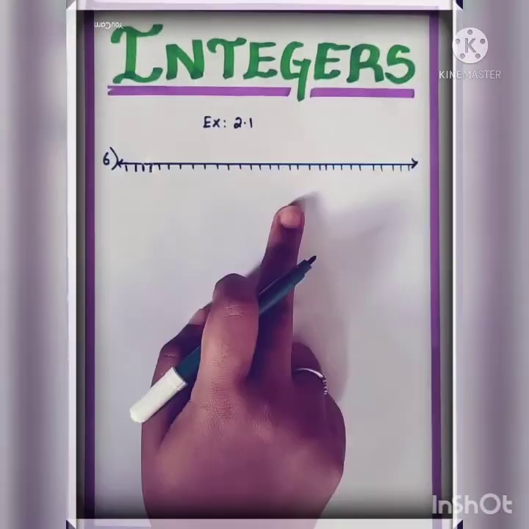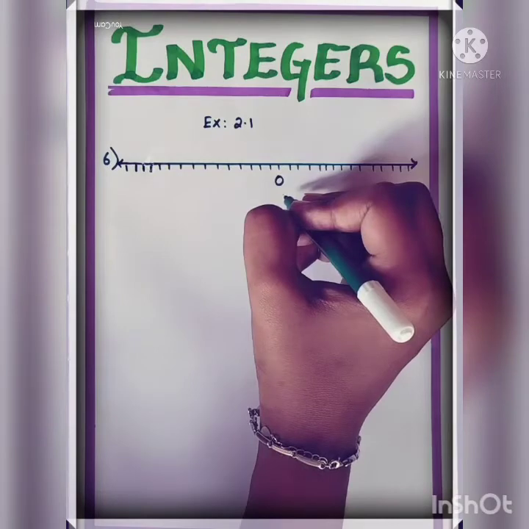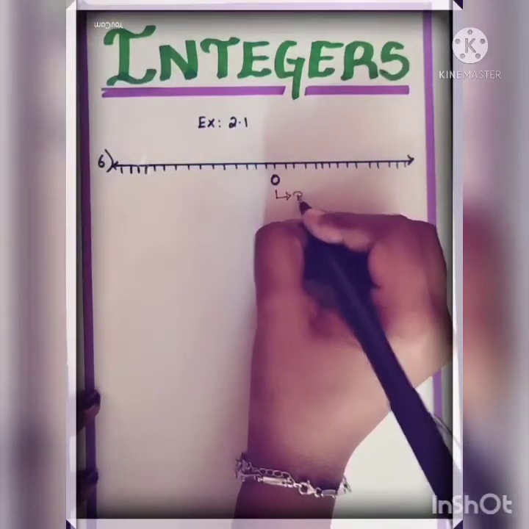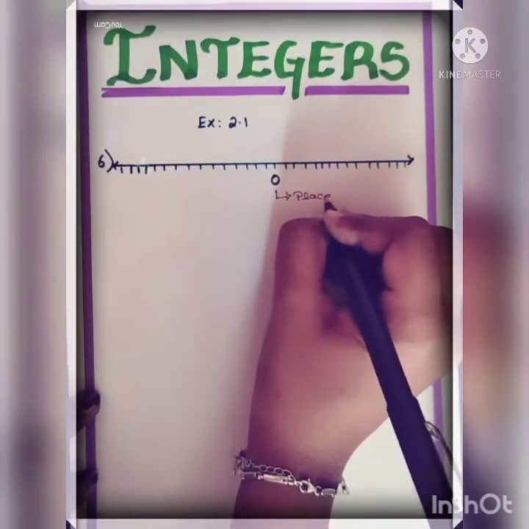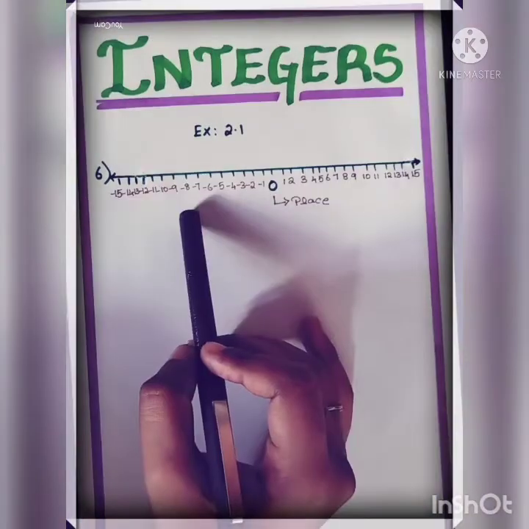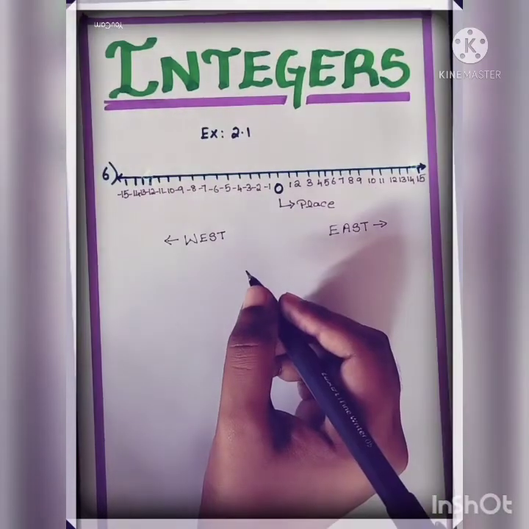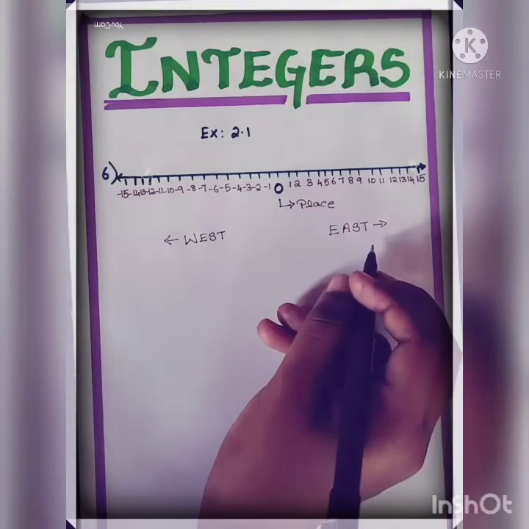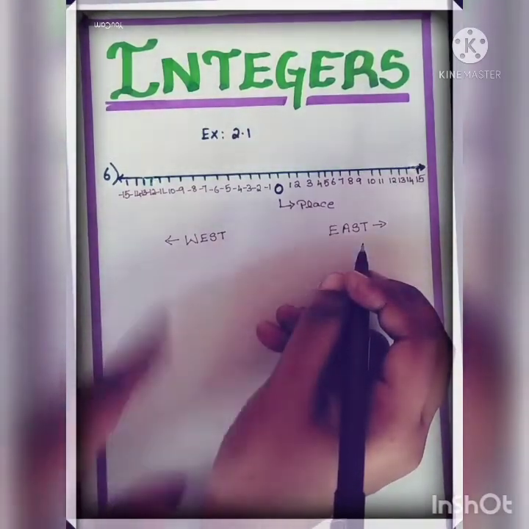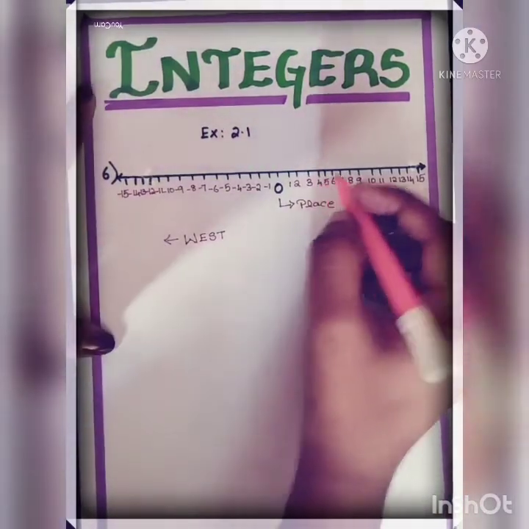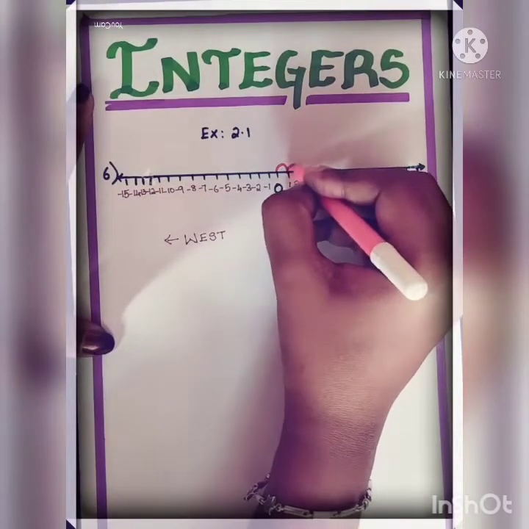We are given that 15 km east of a place is plus 15, and we are asked to find the integer that represents 15 km to the west. Let the 0 of the number line be the place given. Let us mark the positive and negative integers of the number line.